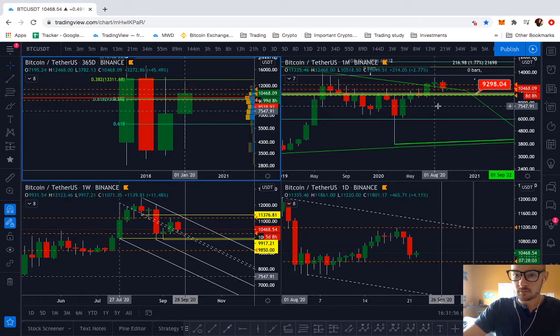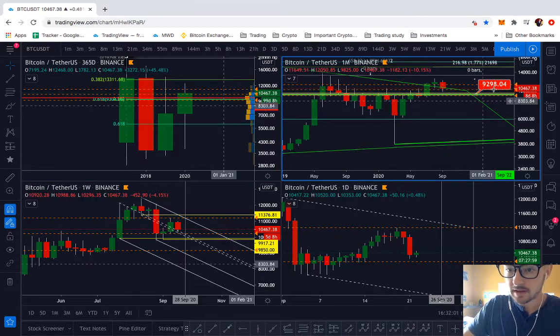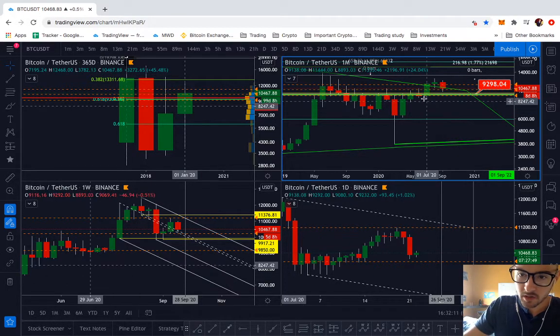But something I do want to point out in this video on the monthly chart on Binance is this price call right here, 9,200 or 9,300. If it gets below that, I believe that Bitcoin is going to start falling very hard. And that is also a confirmation of breaking this candle right here.